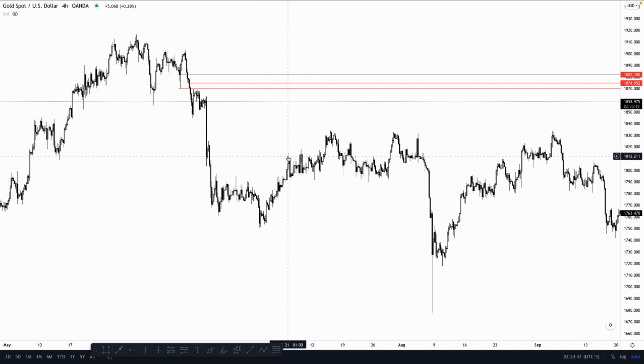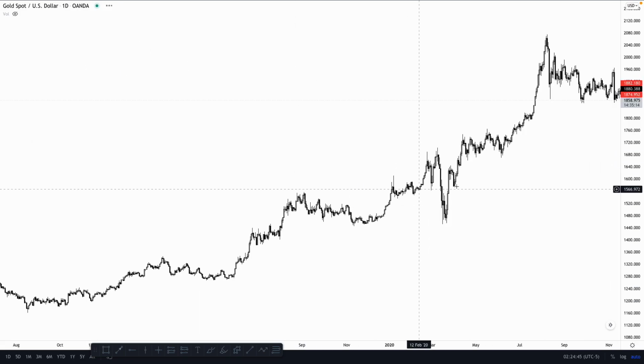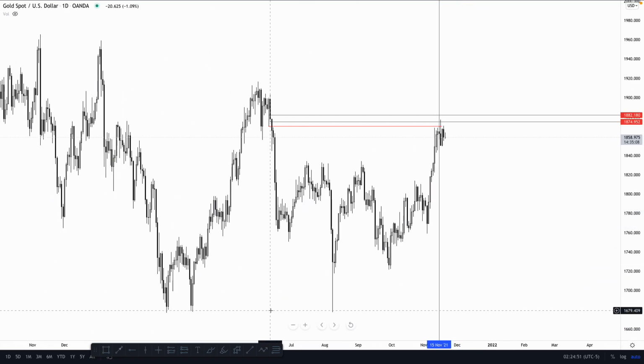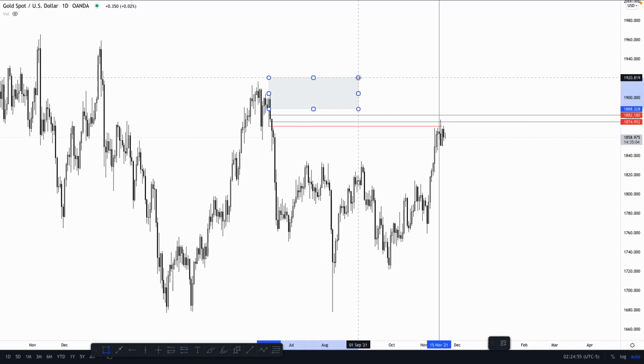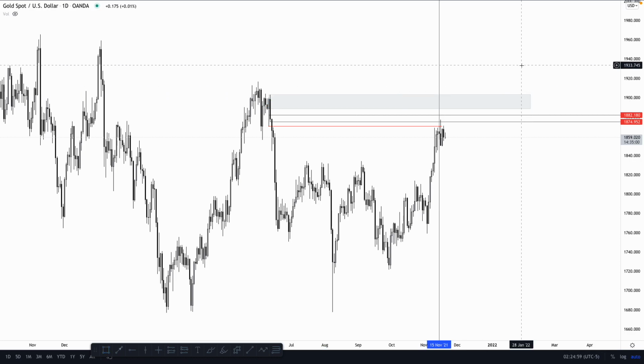Then there was also another one on daily time frame. There was also a daily time frame structure that I was looking at. The daily time frame was this one here. This is all the candlestick that I was looking to say, okay, this is going to be my zone.